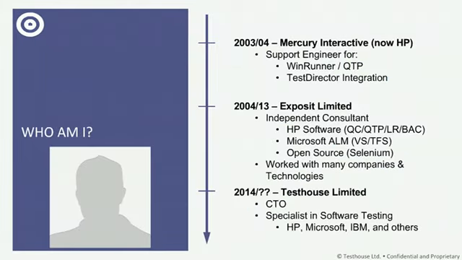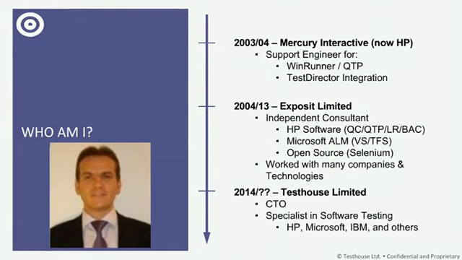So just quickly a bit of background about myself, just for you to know who I am. About 10 years ago, I fell into the testing market, I would say, where I started to join a company as a support engineer. The company was called Mercury Interactive. I didn't know much about testing at that time, but I quickly understood that Quick Test Professional and Test Director, which became Quality Center, were two very interesting products.